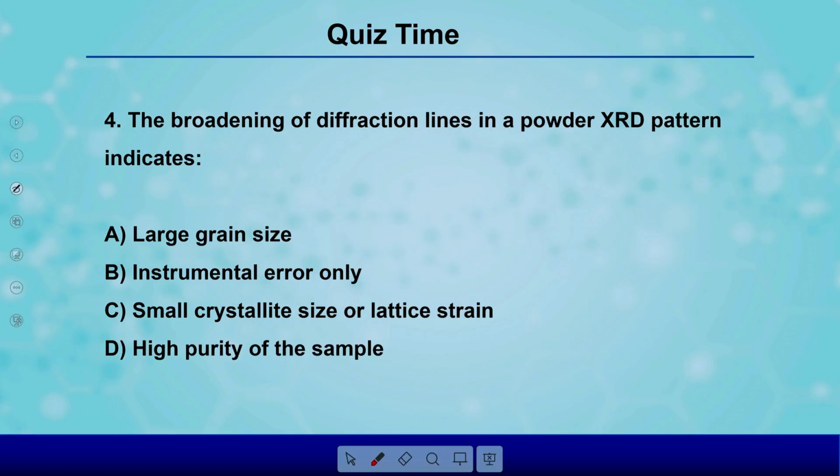Let us move on to the next question. The broadening of diffraction lines in a powder XRD pattern indicates option A, large grain size, option B, instrumental error only, option C, small crystallite size or lattice strain, and option D, high purity of the sample.